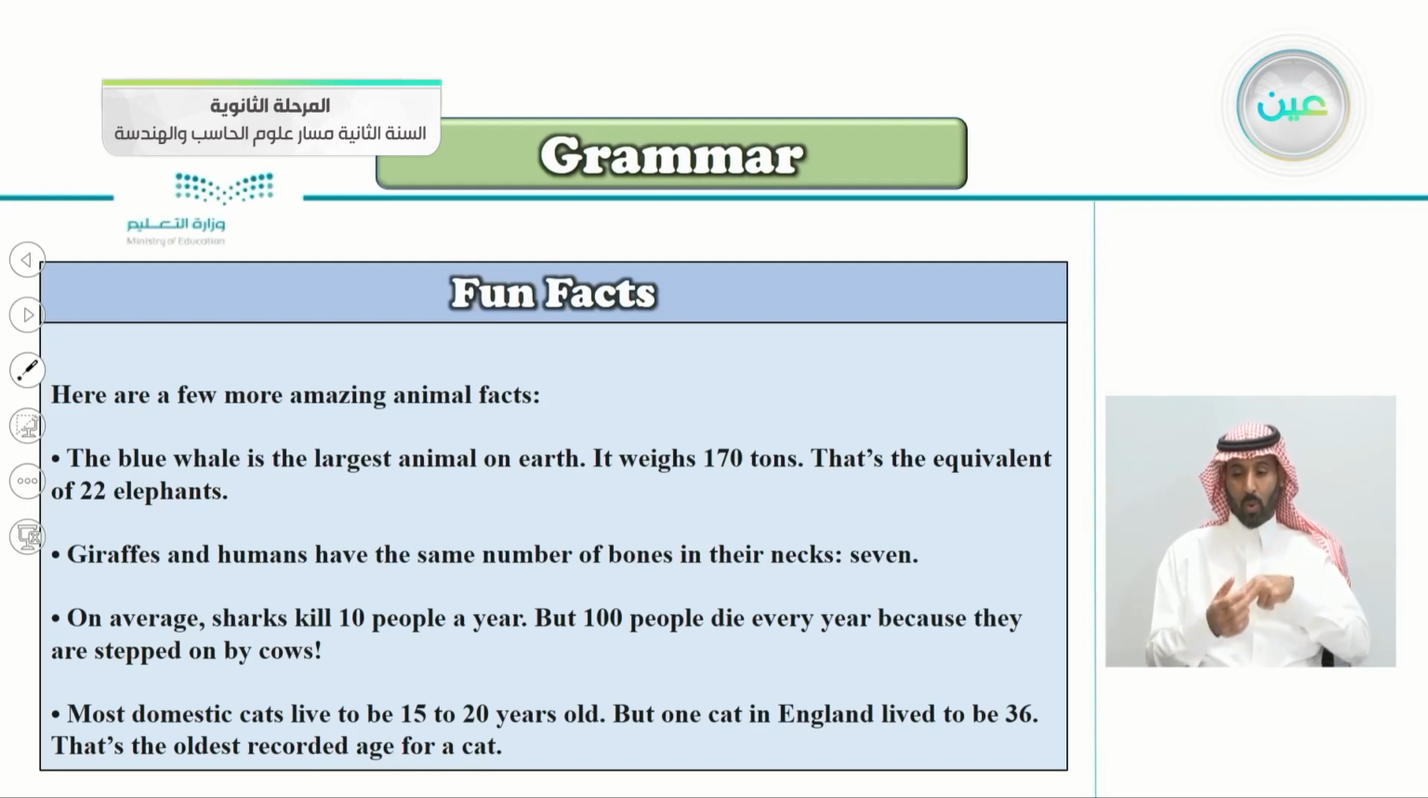On average, sharks kill 10 people a year, but 100 people die every year because they are stepped on by cows. Most domestic cats live to be 15 to 20 years old, but one cat in England lived to be 36. That's the oldest recorded age for a cat.